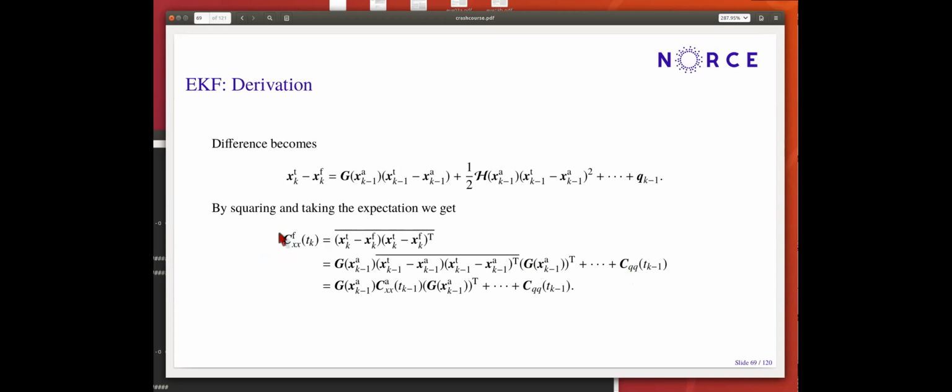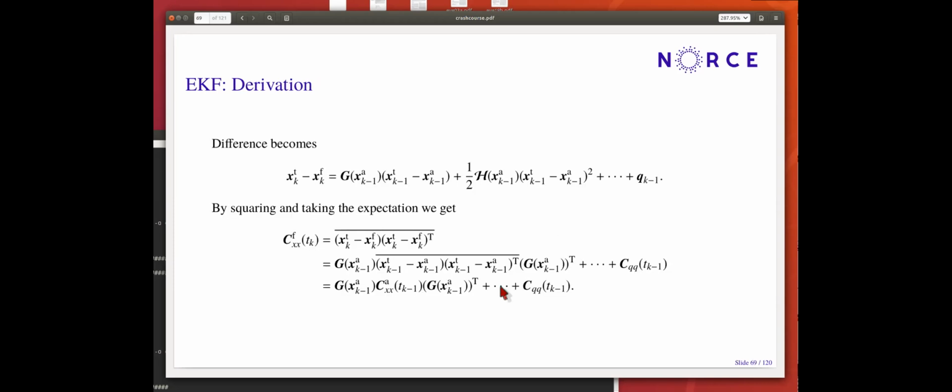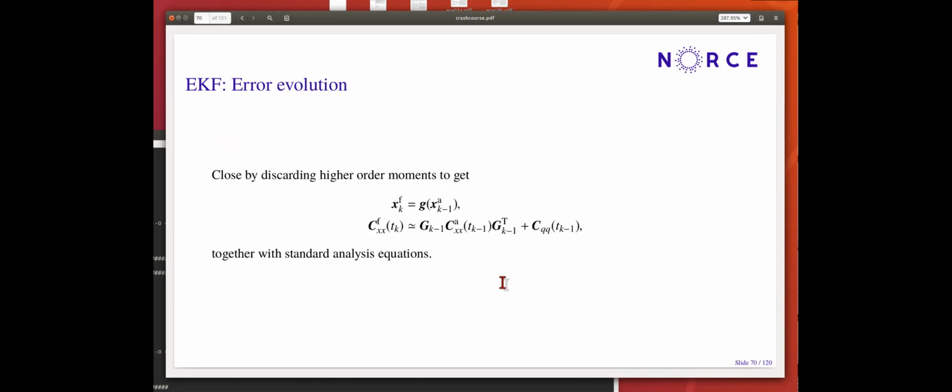And if you look at this equation, it's exactly the same as we had before. It's the model operator operating twice on the analysis error covariance matrix. But then we have all these higher order terms. And if we neglect these, then it means that we get the extended Kalman filter. So that means we close this system by neglecting all these higher order moments. And that's really the simplest closure we can make.